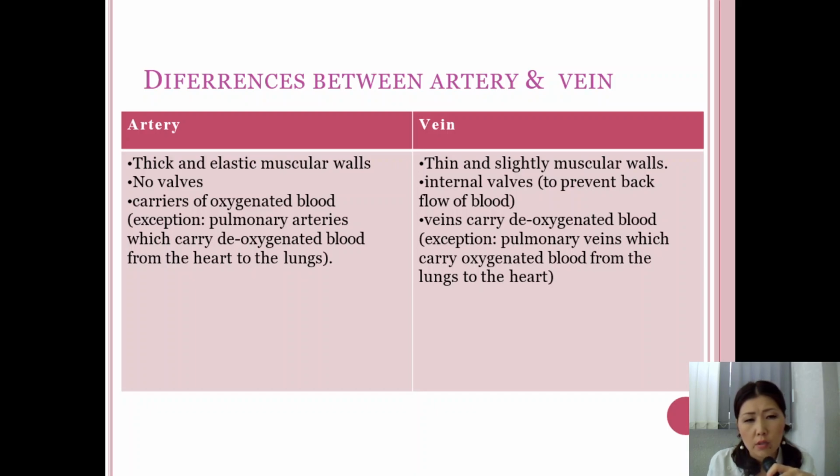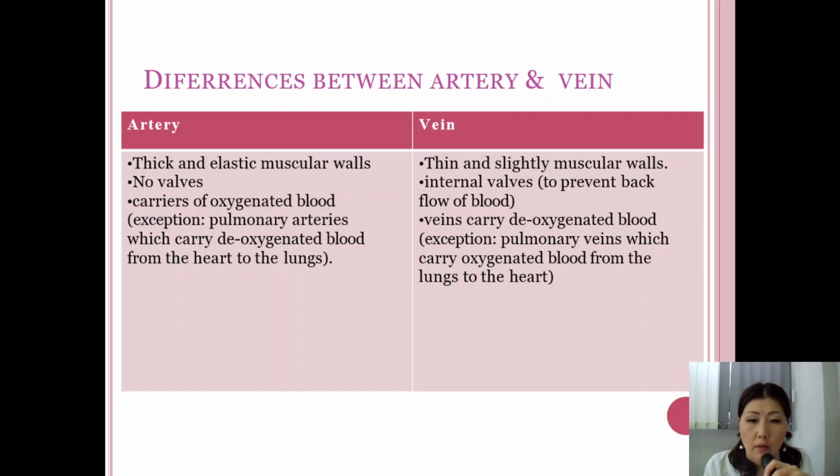And differences between artery and vein. Artery, thick and elastic muscular walls it has. No valves, carriers of oxygenated blood. Exception, pulmonary arteries, which carry deoxygenated blood from the heart to the lungs. From anatomy, I think you know about this.